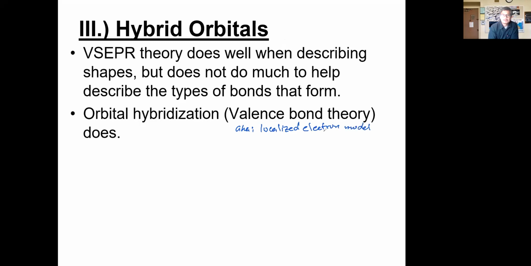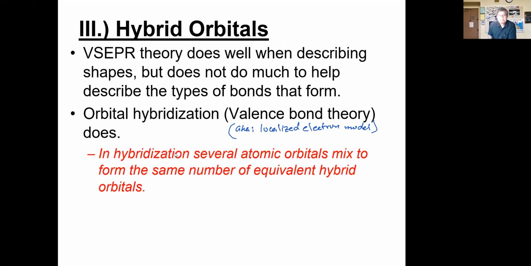Okay, and it helps us to explain then how these bonds form. All right. So when we talk about hybridization, again, what happens is that the atomic orbitals get together and they change. An s will pair up with a p, and it will change. An s will pair up with a p and a d, and it will change, to form what are called equivalent hybrid orbitals.